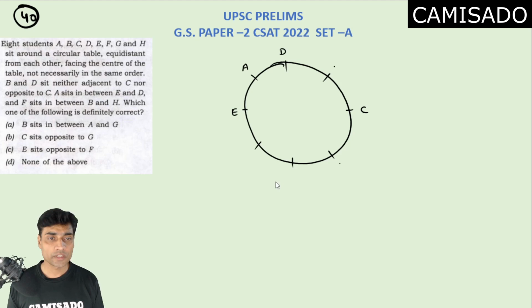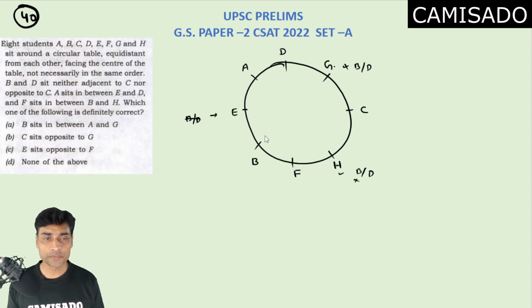Then F sits between B and H. F sits between B and H, because B cannot come here, D also cannot come here. B and D cannot come here, again cannot come here, and also cannot come here. So these positions we have cancelled, and the remaining one is G. So G is there. These are the positions on which all the 8 students can sit.